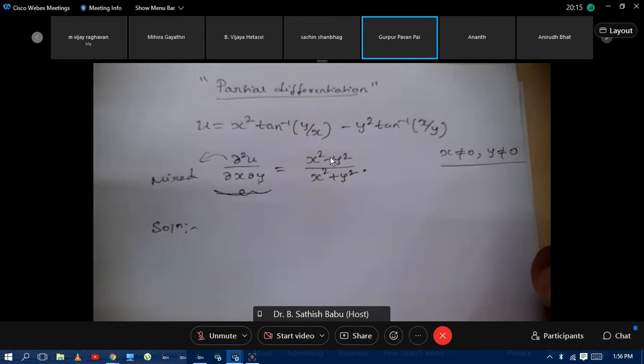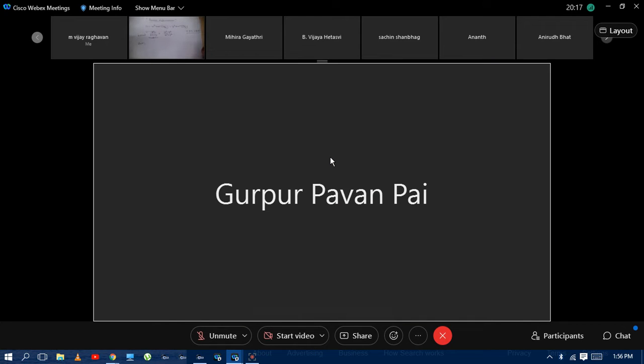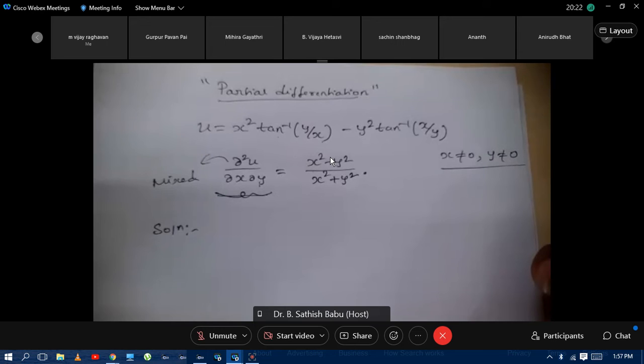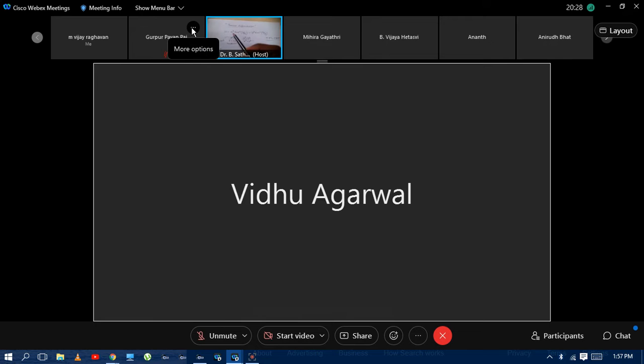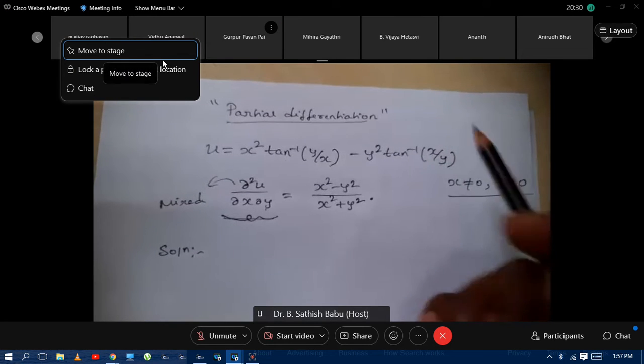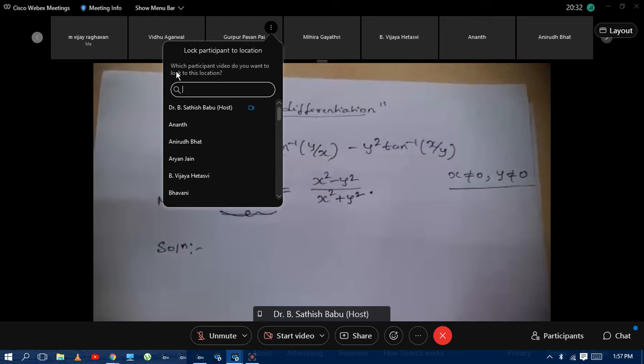Yes, sir. Minus pi by 2 to pi by 2. The range is minus pi by 2 to plus pi by 2, right? Sir, minus infinity to infinity is the domain, right? You can give any value, but the range, the answer will be only between minus pi by 2 to pi by 2, right?